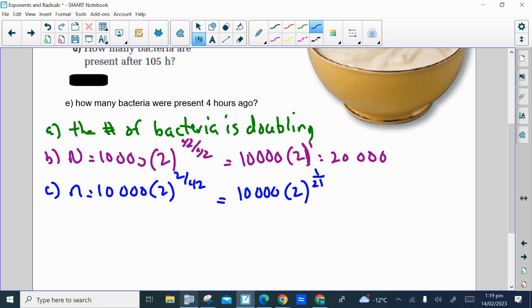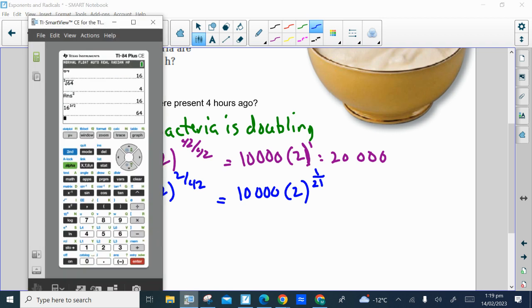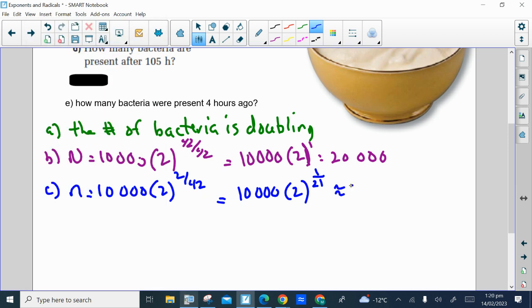And we can put this in our calculator. We're going to go 10,000 times 2 to the power 1 over 21. This will give us how many bacteria are present after 2 hours. So I'm going to round that to the nearest bacteria, which would be 10,336.